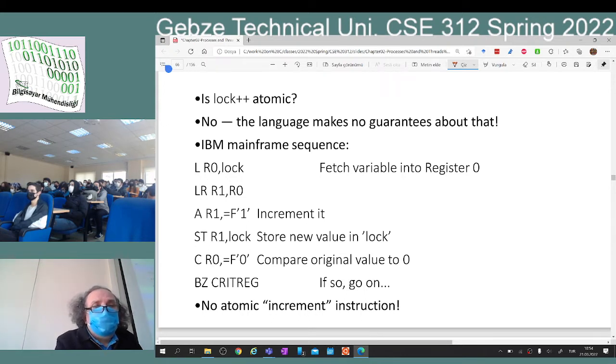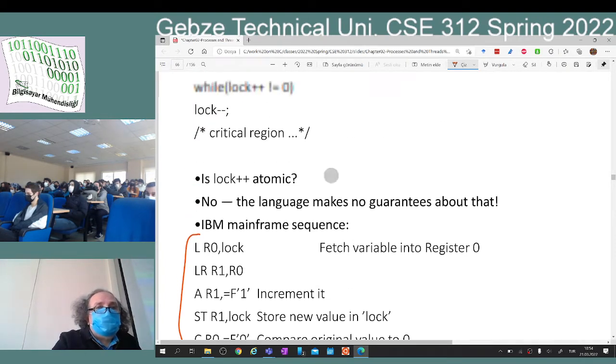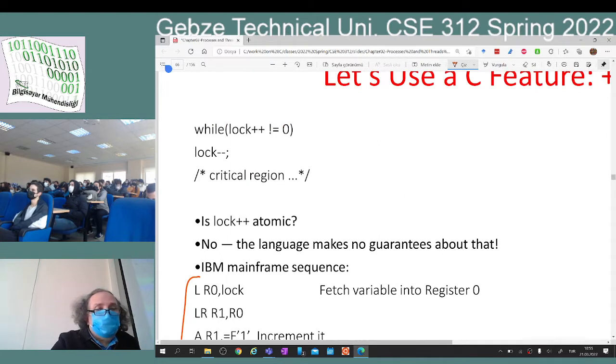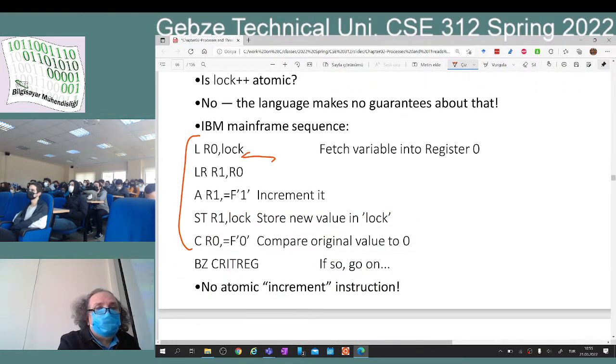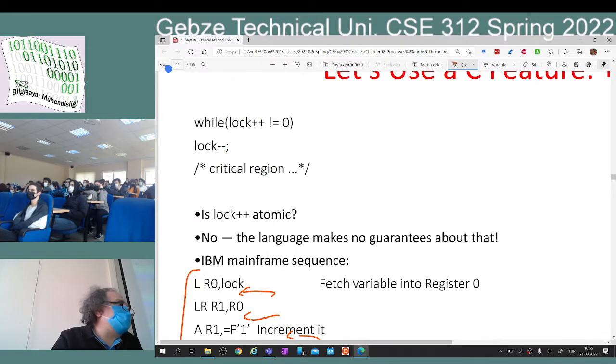So that means this whole thing is this line. The switch can happen here, here, here, or here. So we didn't solve anything. One line of C language doesn't mean that it is going to be executed in a single CPU cycle. We need four, five, six separate instructions to execute this one. So this did not work.